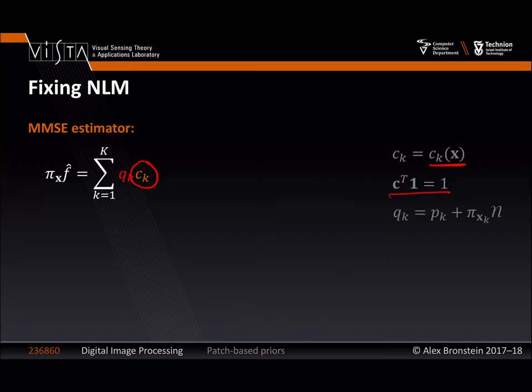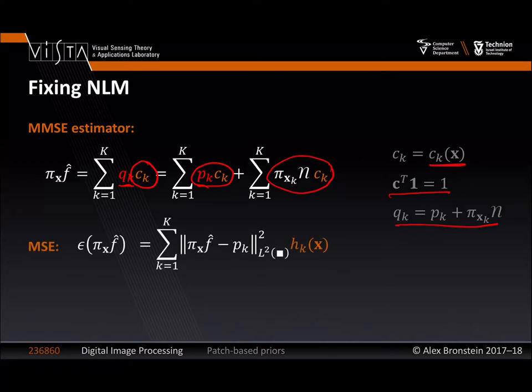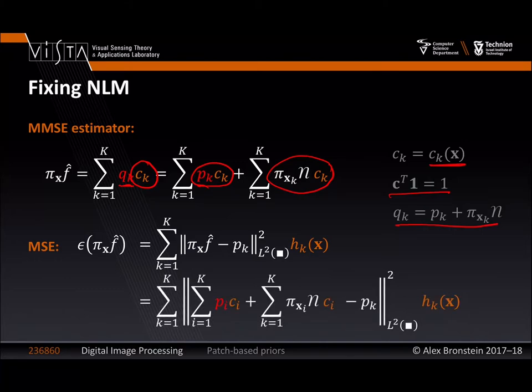I would like to substitute this form of estimator into the MSE and minimize the MSE. So if I open up qk according to this expression, it will be the sum of the pk's averaged with the weights ck, plus the realizations of the noise from each of the locations xk averaged with the same weights. This is how the MSE is going to look. I'm just substituting this expression here, so it will be the norm of these sums.